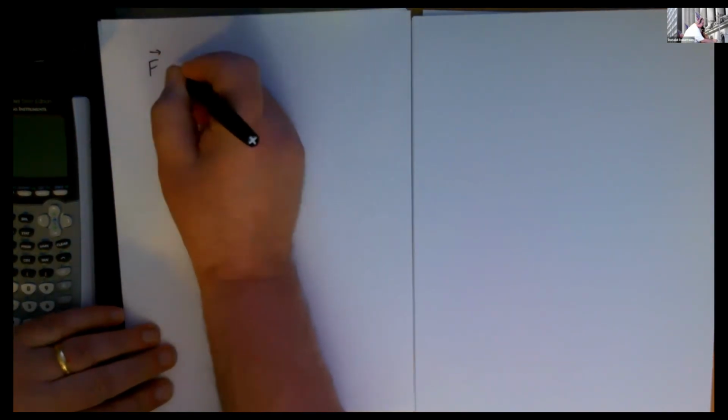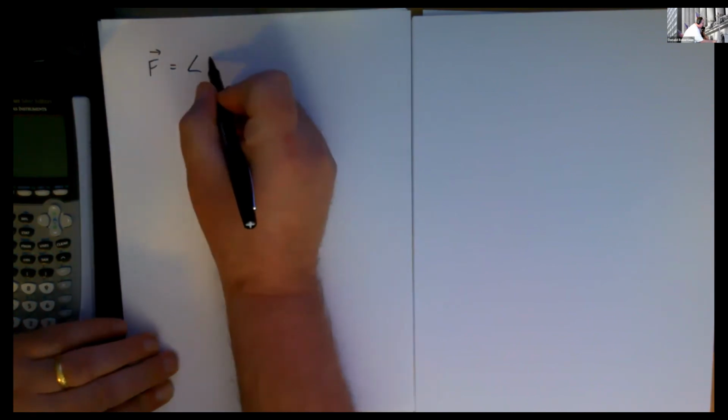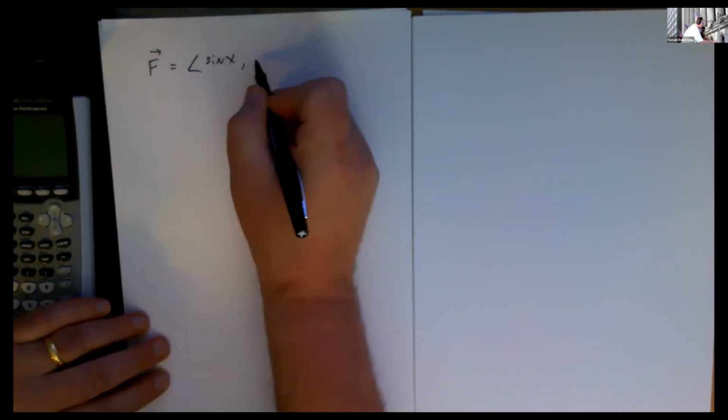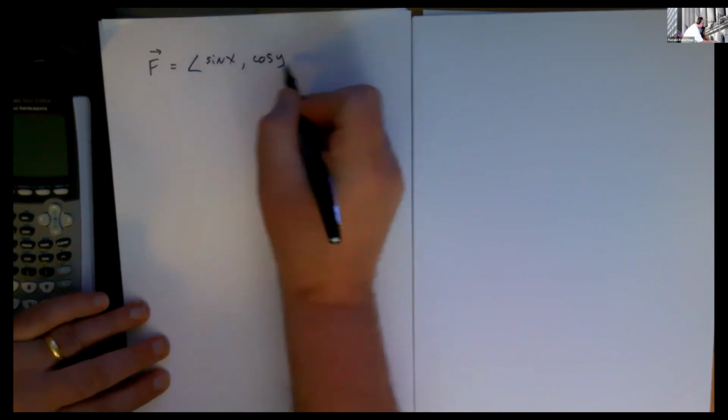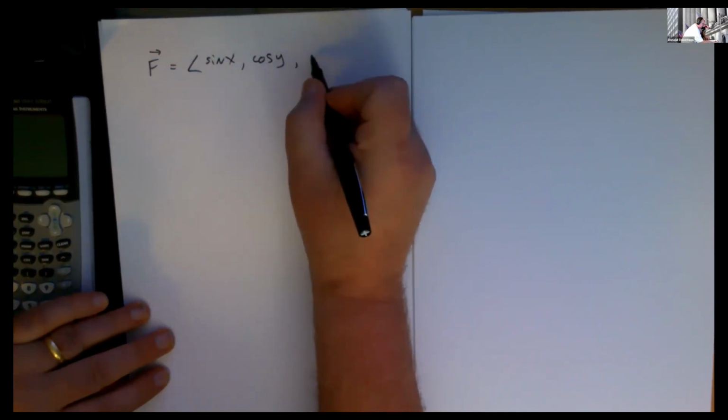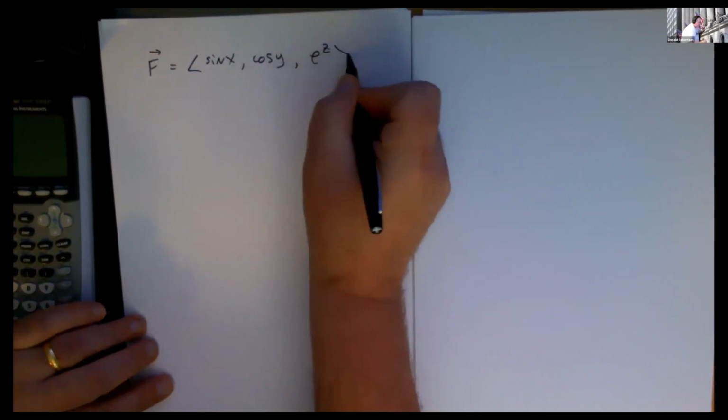Okay, let's do another curl. I want to just mix and match them up. Here is my vector f. It's going to be sine x, cosine y, e to the z. Just try to keep my life easy.